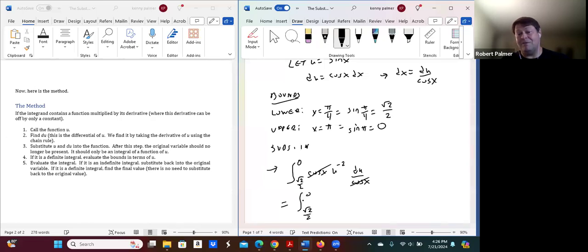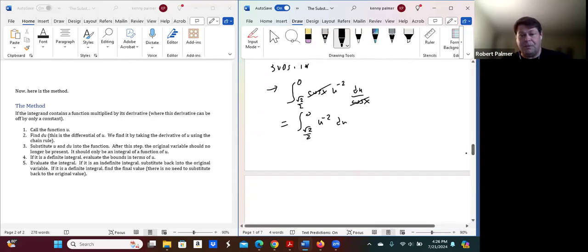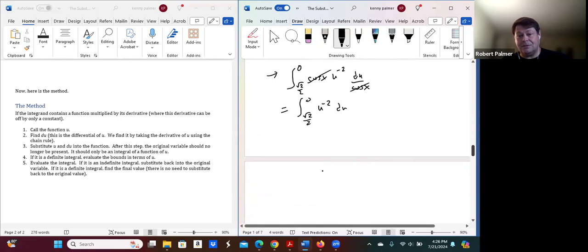Remember, that's what we have to have. If that's not what we have, if you have an x left somewhere, first off, double check your work, but if an x still is left, then something is wrong. This is the case where you can't actually use u substitution. Okay, now let's integrate that.